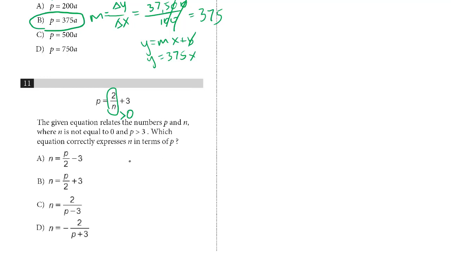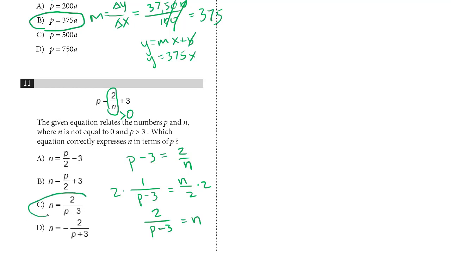Well, first I'm going to take the 3 over to the other side by subtracting 3 from both sides. Okay. Now I'm going to take the reciprocal of both sides. So 1 over P minus 3 equals N divided by 2. And now I'm going to multiply both sides by 2. And I get 2 over P minus 3 equals N. What's the correct answer? C. N equals 2 over P minus 3.